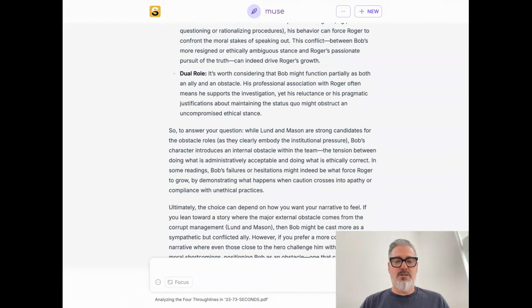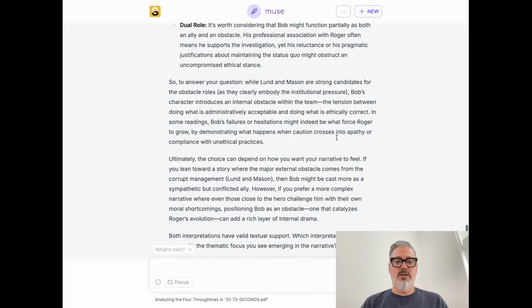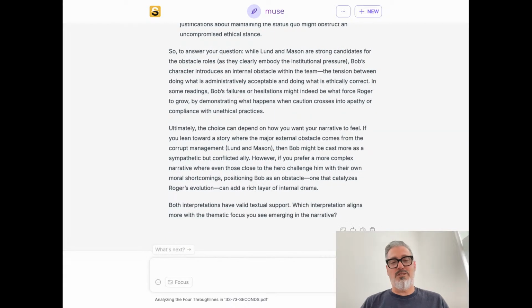Bob's failures or hesitations might indeed be what force Roger to grow. Oh, interesting. In some readings, so like some points of view, by demonstrating what happens when caution crosses into apathy or compliance with unethical practices. Okay. Ultimately, the choice can depend on how you want your narrative to feel. So, for instance, if this was my screenplay already, I have actual concrete stuff that I can go through and change. Like, okay, wait, no, I really wanted it to be Mason. Maybe he's supposed to be a big thing. Or no, no, it's definitely Bob.